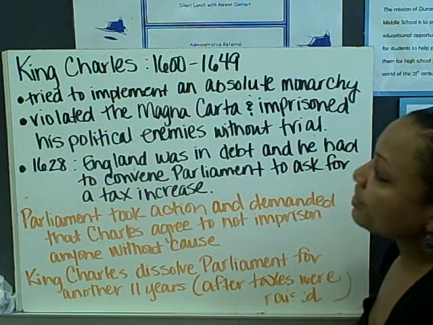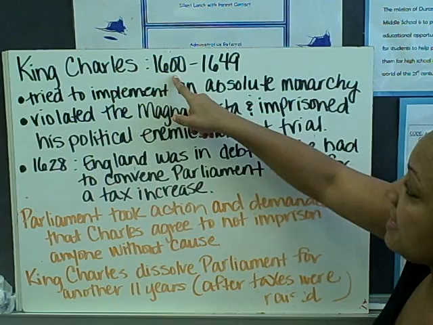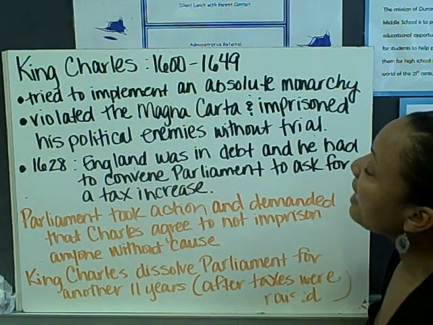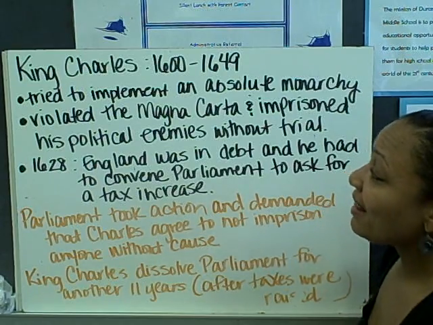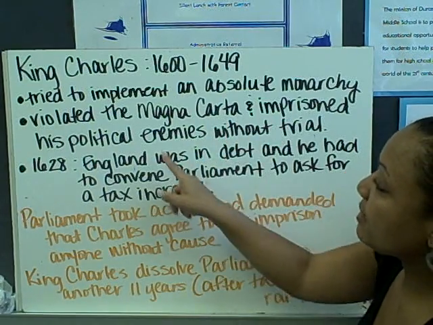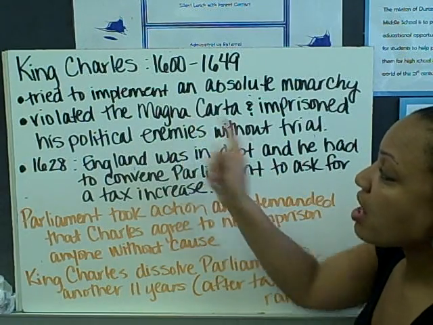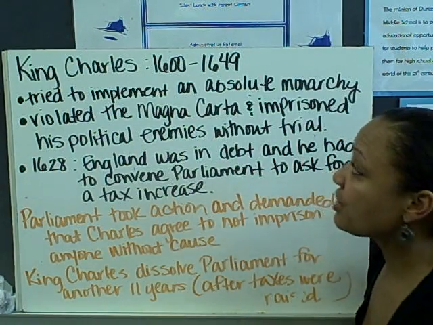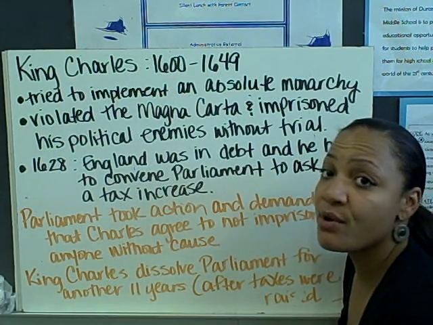After James I, King Charles is going to come into office, and he's going to reign between 1600 to 1649. Now, he is going to try to be an absolute monarch. He violated the Magna Carta and imprisoned his political enemies without a trial. This is a big no-no. Now, the Magna Carta was passed during the 1200s, so as you see, 400 years prior to him becoming king. But it was a very important document.